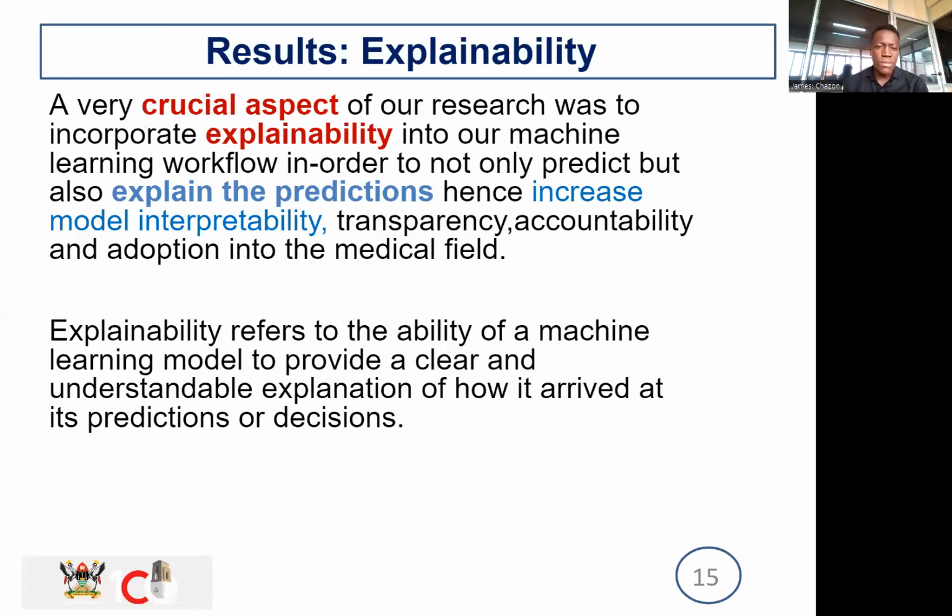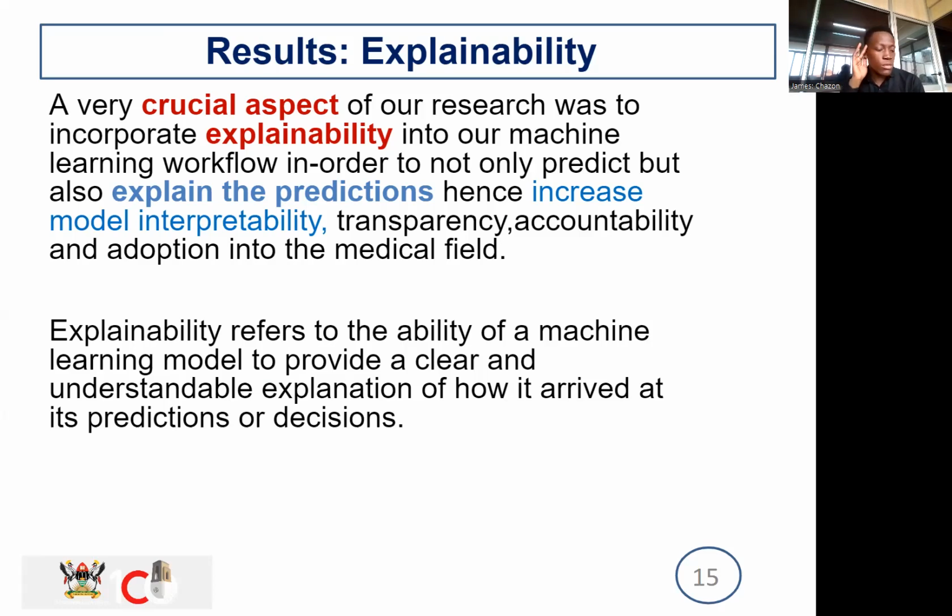Moving on to explainability, just like our objectives stated, a crucial aspect of our research was to incorporate explainability into machine learning workflows in order to not only predict, but also explain the predictions. In the process, we increase model interpretability and transparency, just like our contribution stated, and also increase transparency and accountability in the medical field, where explanations could be critical.